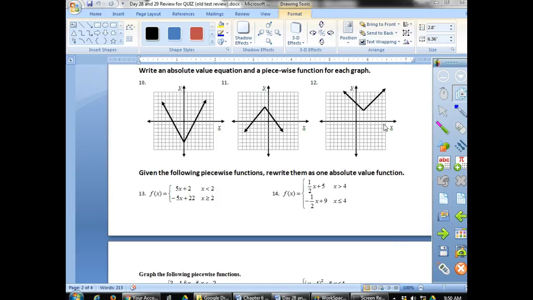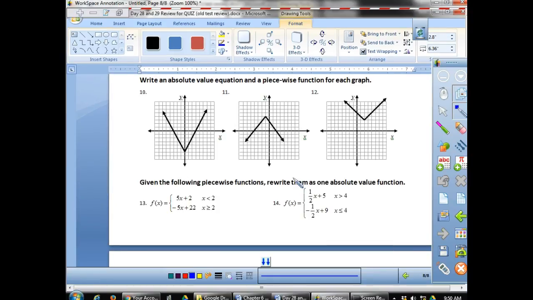So 13 and 14 are kind of the opposite of what we just did. I did 13 in class. Let's go ahead and do 14 here. You can see that you have a slope of 1/2 and a slope of -1/2. And you know that the x from the vertex is 4, because that's where you change your slopes, at 4. So all I'm going to do is plug a 4 in right here for x. It's going to be 1/2 of 4, which is 2, plus 5, which gives me 7. So the y is 7.